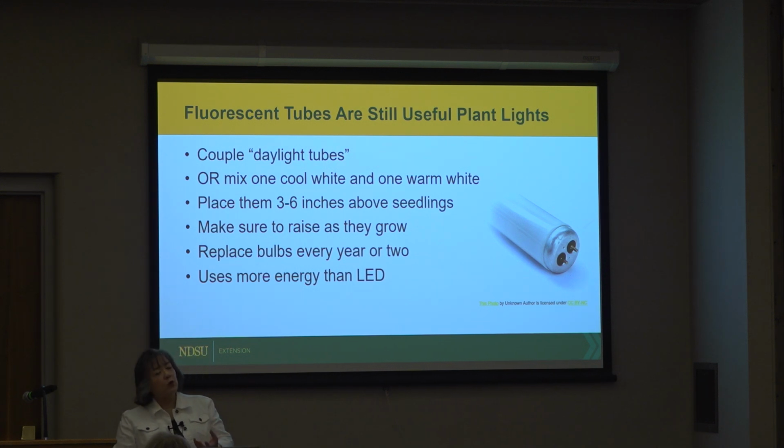Although fluorescent lights don't produce as much heat as incandescent, they can still burn the plants if they're touching, particularly in the area where the ballast is. So we do need to move up the lights as the seedlings grow. We don't want them touching the light. Here's one thing people don't think of, and that is that the bulbs do decrease in intensity over time. If you find that your plants aren't growing as well as in previous years, you may want to replace your bulbs every year or two.